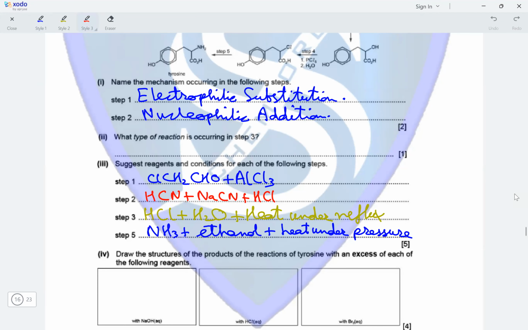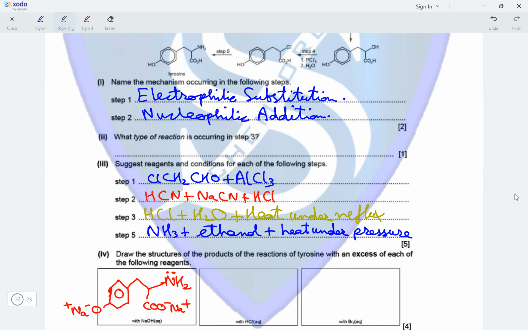Draw the structures of the products of the reactions of tyrosine with an excess of each of the following reagents. So tyrosine is the final product after step 5. When it reacts with NaOH, the phenol group and the carboxylic group would react with NaOH producing salts. So it would be the benzene ring attached to O minus Na plus in place of OH. Then on the other end, it would have NH2 present as it is, and COOH converted into COO minus Na plus. So this is the product of the reaction of tyrosine with NaOH.